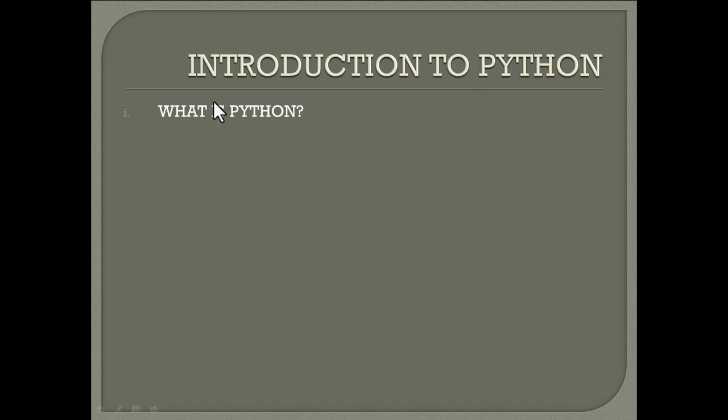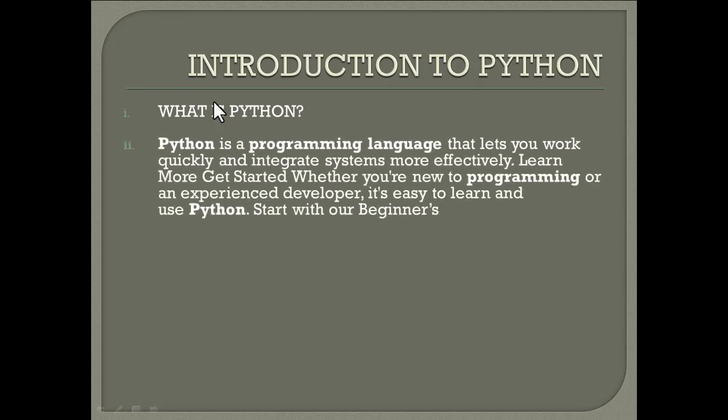So what is Python? Python is a programming language that lets you work more quickly and integrate systems more effectively. Whether you're new to programming or an experienced developer, it's easy to learn and use Python. Start with the beginner's tutorial, which is this one we're actually doing now. We have some definition of Python, like the one I gave you guys during our course today. It's quite different from this because Python is a very broad language. It's a very big language.